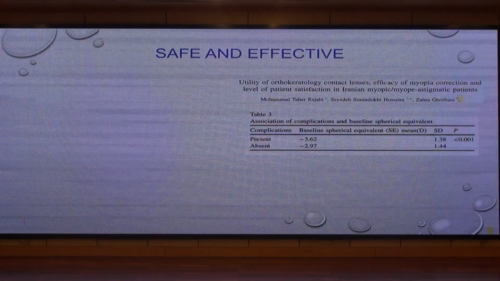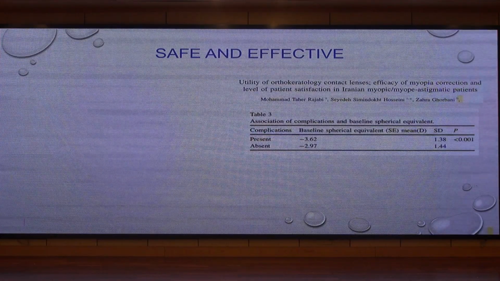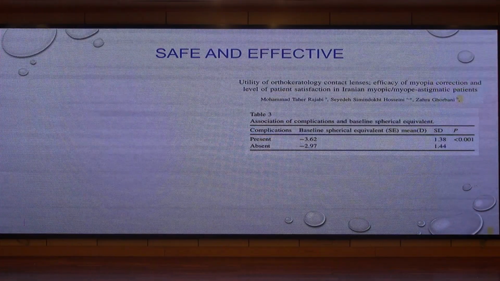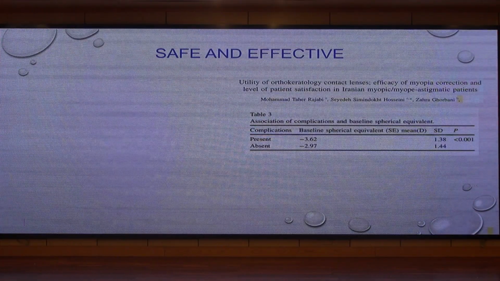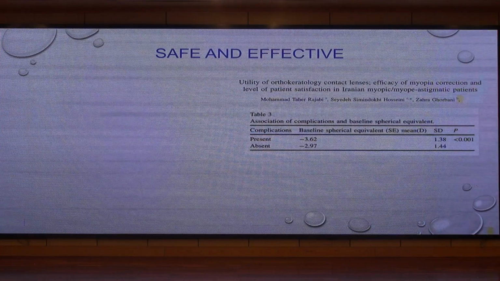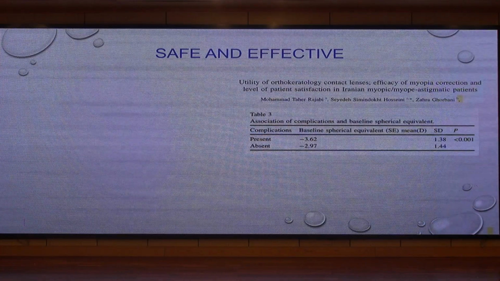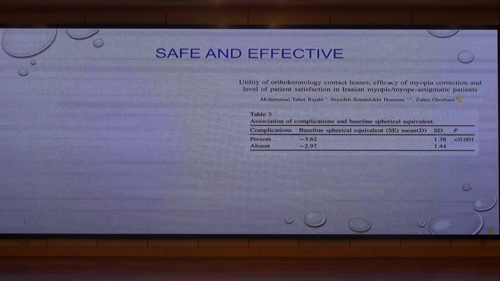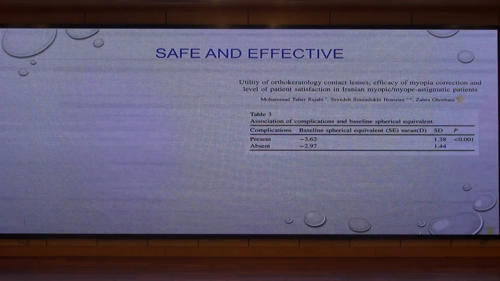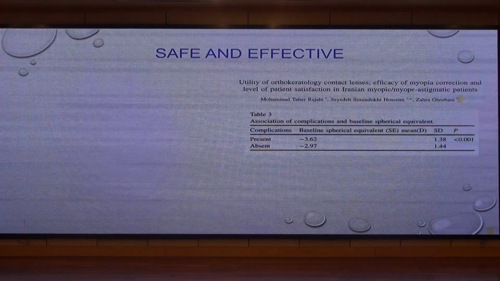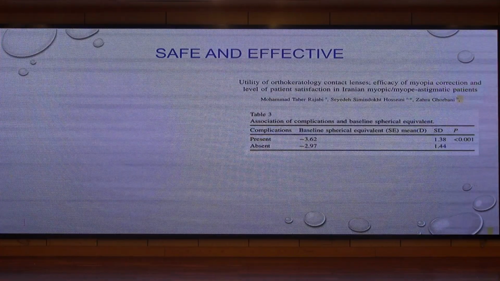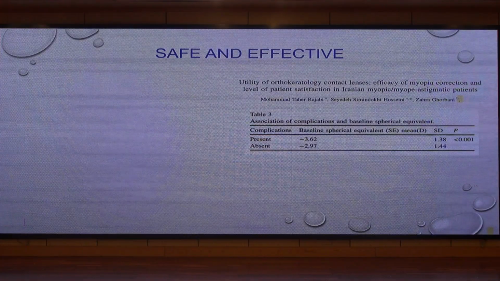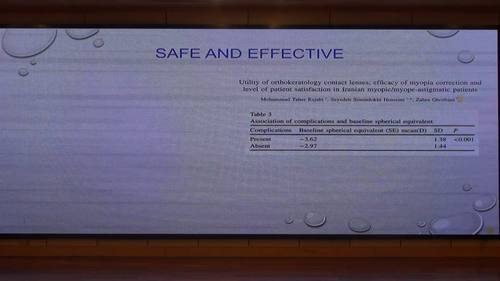Safety of autoclave assisted review of ULU. This is a summary table showing the association of complication and baseline spherical equivalent. There are complications when baseline spherical equivalent is under negative 3.62 diopters, and no complication when baseline spherical equivalent is under minus 3 diopters.